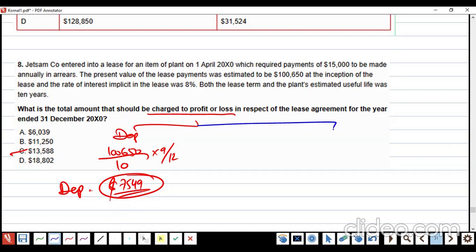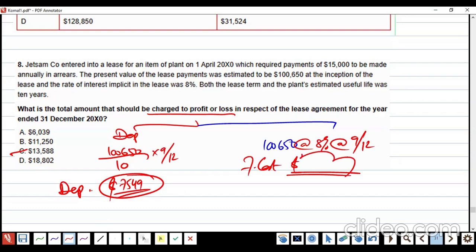You said it correctly. We will take the finance lease amount directly, applying the interest, and it's all 9 months. So we will do it like this. So we have the finance cost. How much? 6,039, as you said. Combined expense, so this one and that one. C is the answer. Any problem?